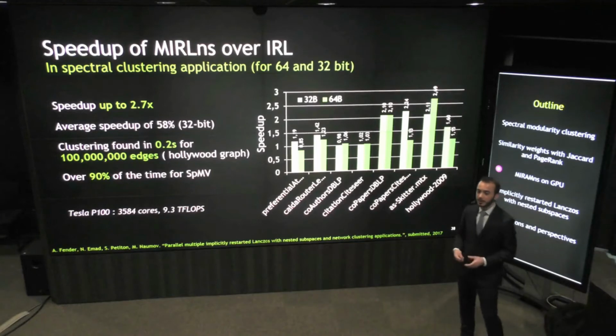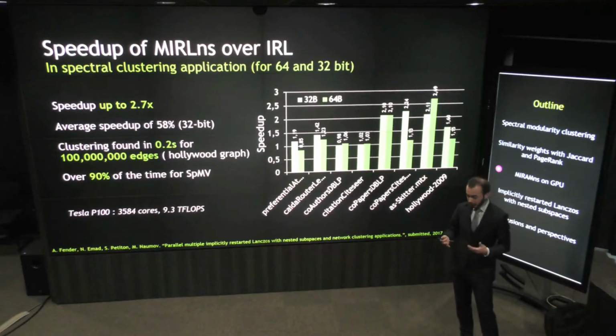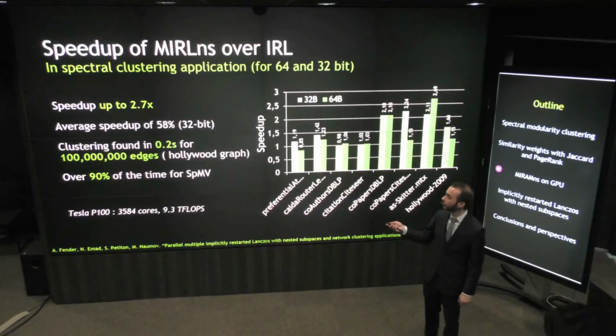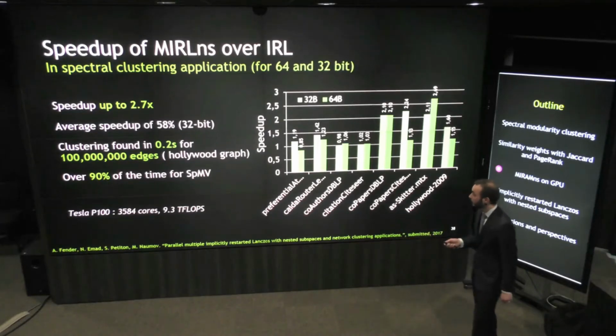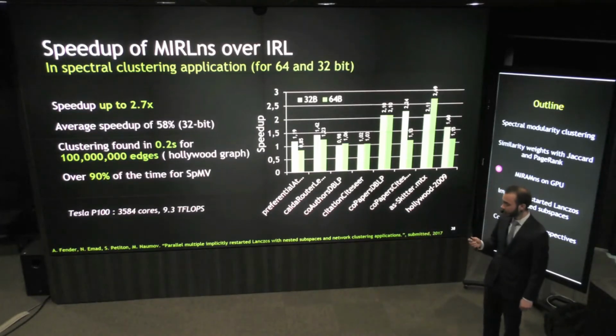And that's simply because we just select the best subspace at each cycle. Again, now we found the clustering in 0.2 seconds for our Hollywood graph. So that's almost in real time for this one. And again, it's still the same.